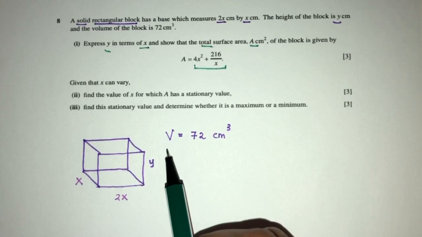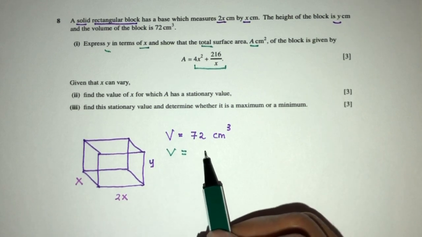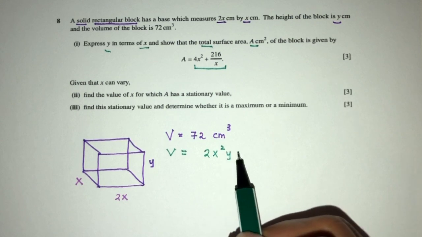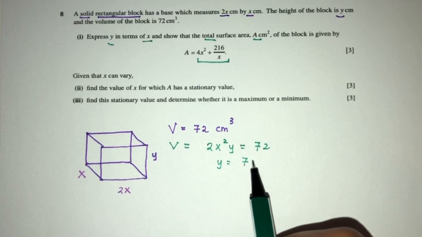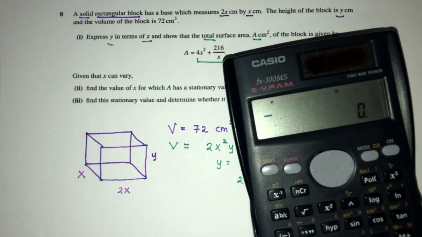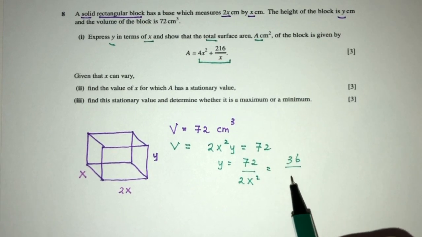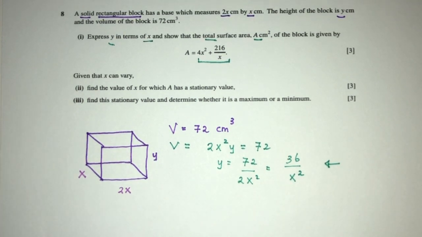So volume, how would you find the volume of this shape? It is going to be length times width times height. That will be x times 2x, which is 2x squared, and times y, that should give you 72. And then y will be 72 divided by 2x squared. Simplify, 72 divided by 2, that should be 36. You will have 36 over x squared. This is part 1, y in terms of x.